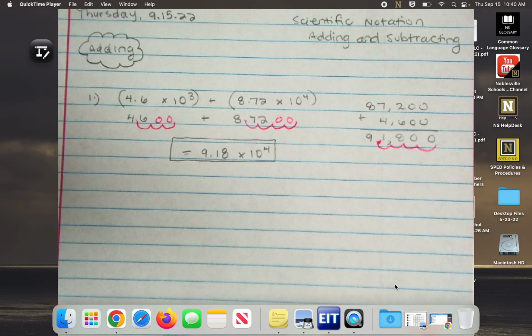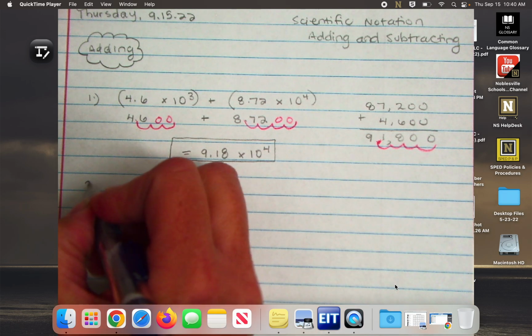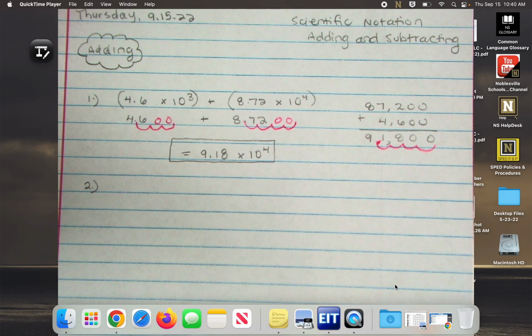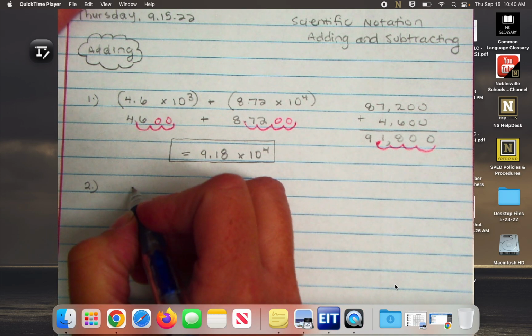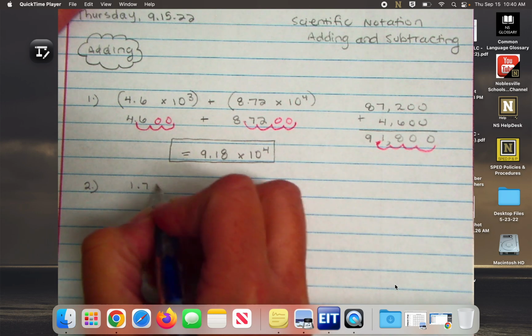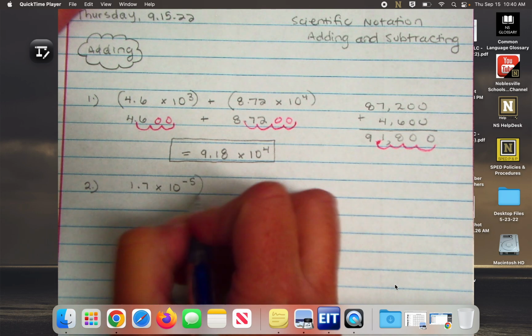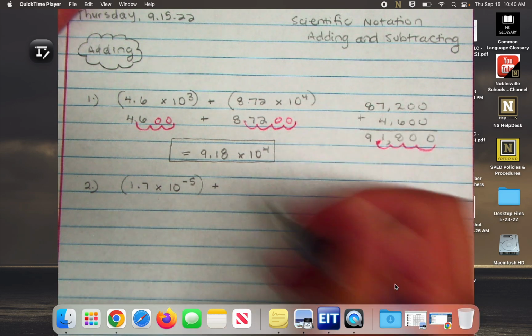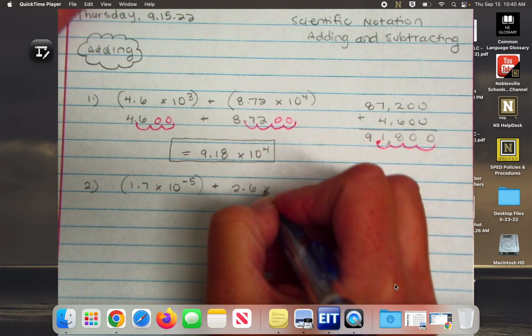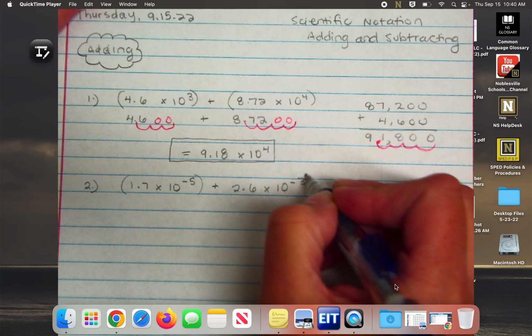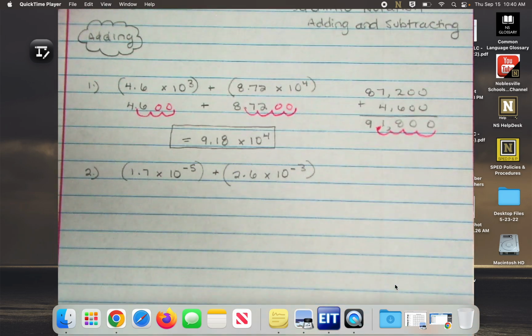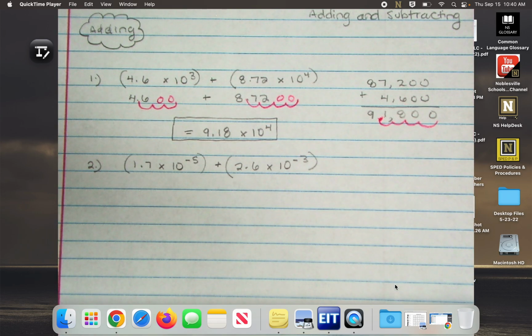Yes, it takes time, I get that, but this is where we are. Okay. Let's try one with negative exponents. Negative exponents. .7 times 10 to the negative 5 plus 2.6 times 10 to the negative 3.